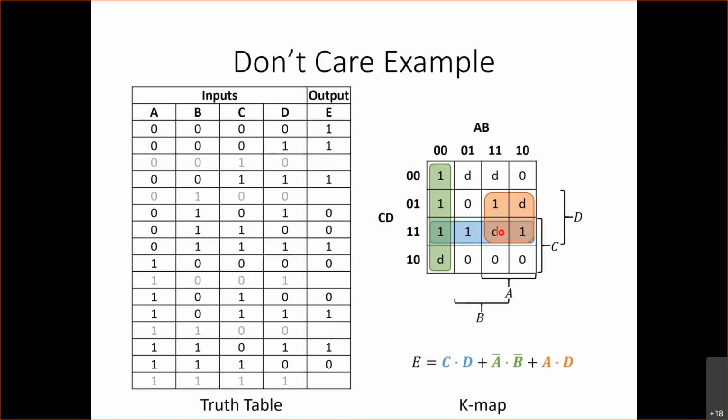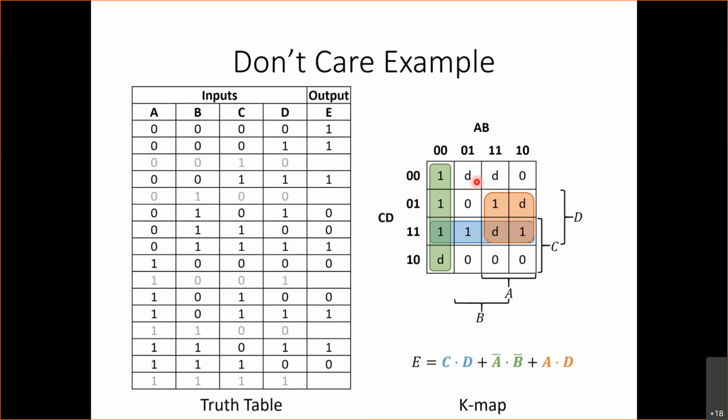Same thing with this D over here. It allowed us to be able to cover these 4 1s all together, and these 2 Ds allowed us to be able to cover these 2 1s together in one rectangle. So the Ds allowed us to be able to find bigger rectangles because we were able to treat them as a 0, as a 1.